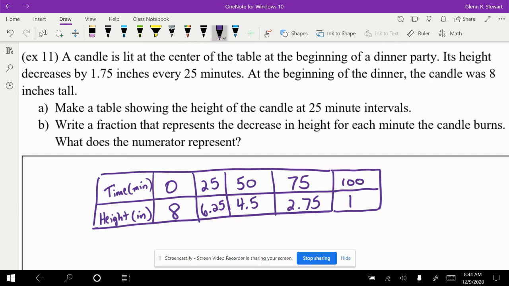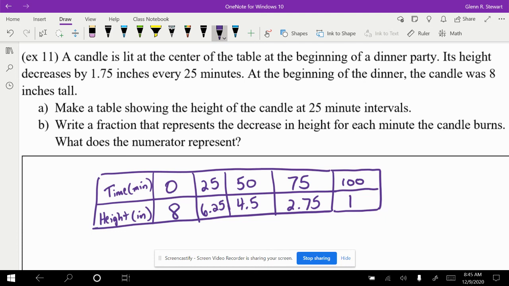And then because it decreases by 1.75 every 25 minutes, by the next 25 minutes or before that's even up, there should be no candle left. Remember, this is a real world situation, so we don't have any negative candle. We just don't have any left. It's all gone.